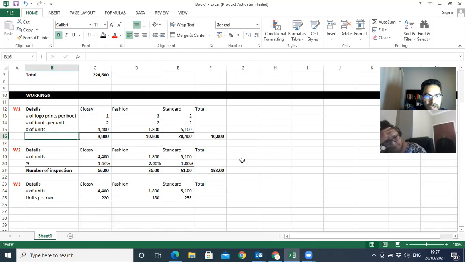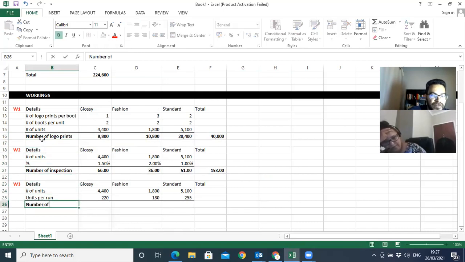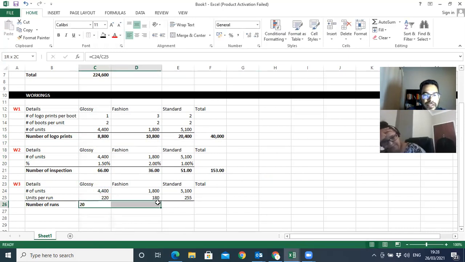This is the number of units of logo prints. This over here will end up being the number of runs, or production runs. Now we're going to say that divided by that. So it is 20 runs.